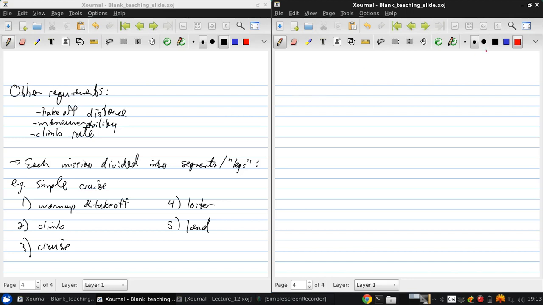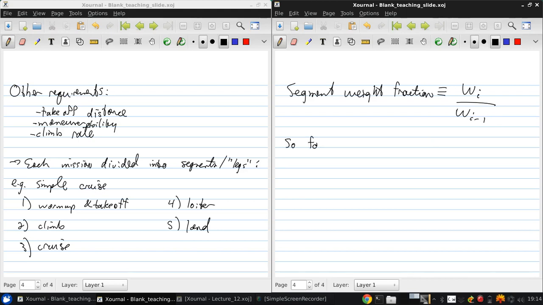So the segment weight fraction is then defined as W sub I over W sub I minus 1. So this is the weight at the end of the segment over the weight at the end of the previous segment, or at the start of the segment.